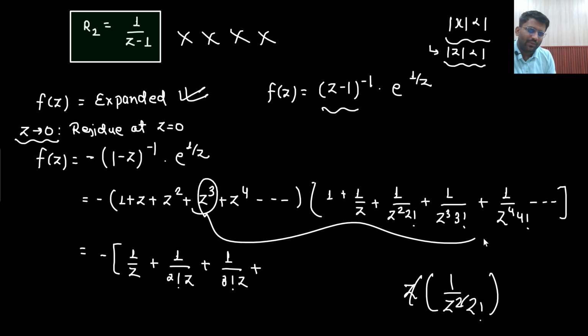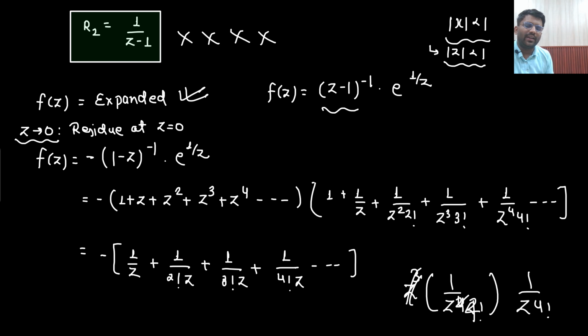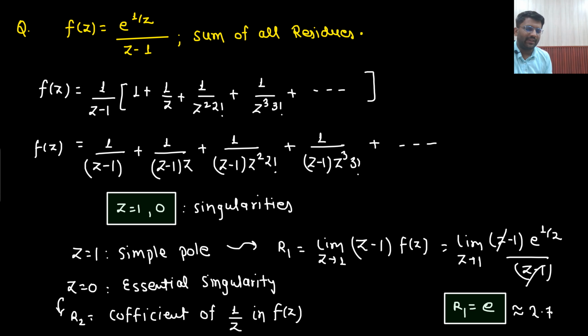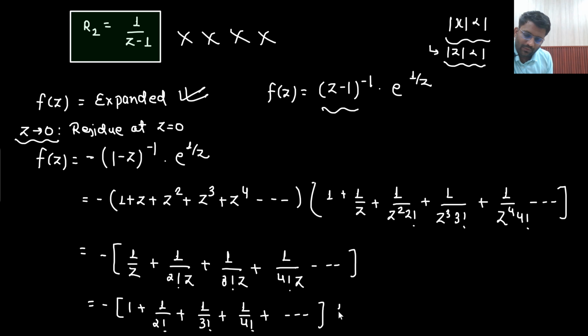So this z to the power 3 multiplied with 1 by z to the power 4, 4 factorial gives 1 by z 4 factorial, and so on. I am only caring about the factor of 1 by z because I need to find the coefficient of 1 by z. So what you are getting is minus 1 outside, times 1 plus 1 by 2 factorial plus 1 by 3 factorial plus 1 by 4 factorial and so on, times 1 by z.